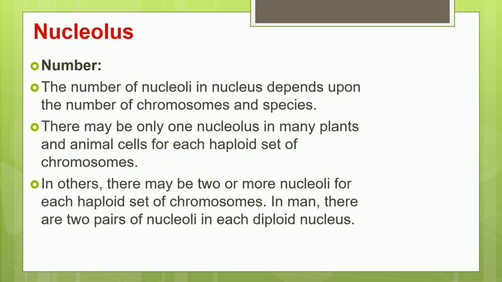However, in some other types of cells, there could be more than one nucleolus. So you can have two or more nucleoli for each haploid set of chromosomes. Now in man or human beings, there are two pairs of nucleoli in each diploid nucleus. Okay, so in a diploid nucleus you will have two nucleoli.